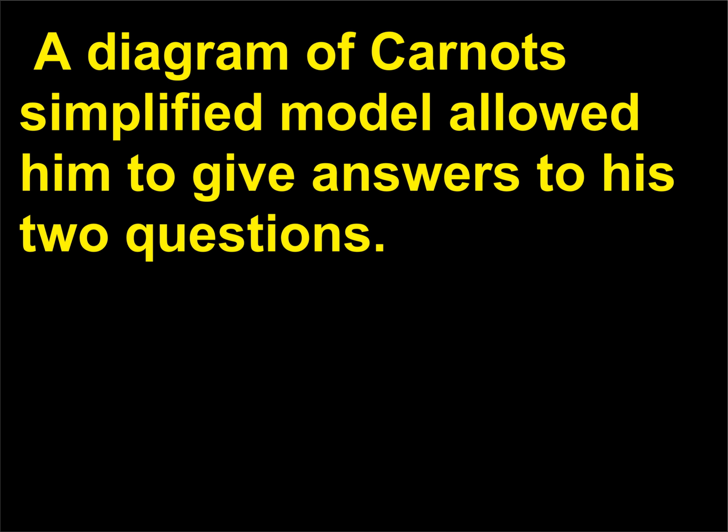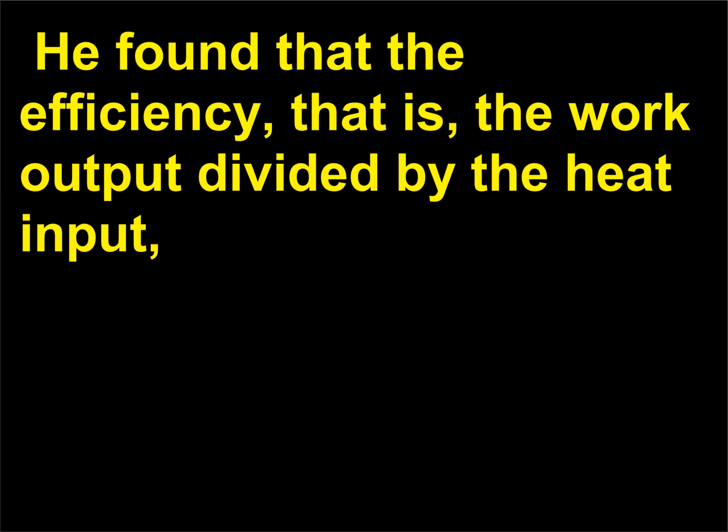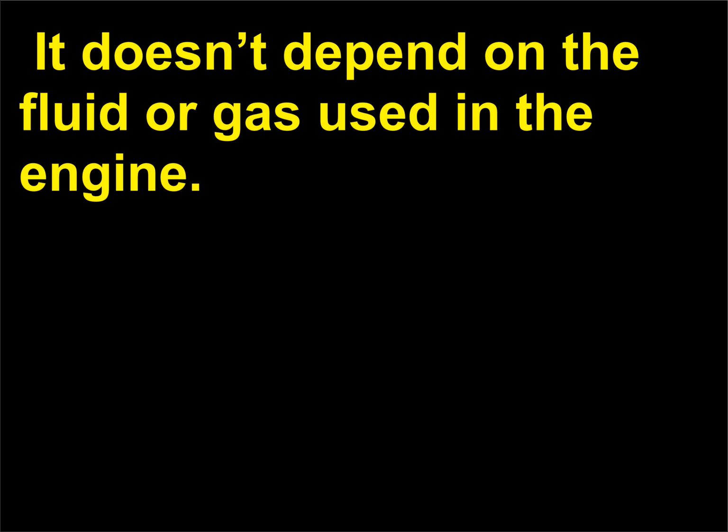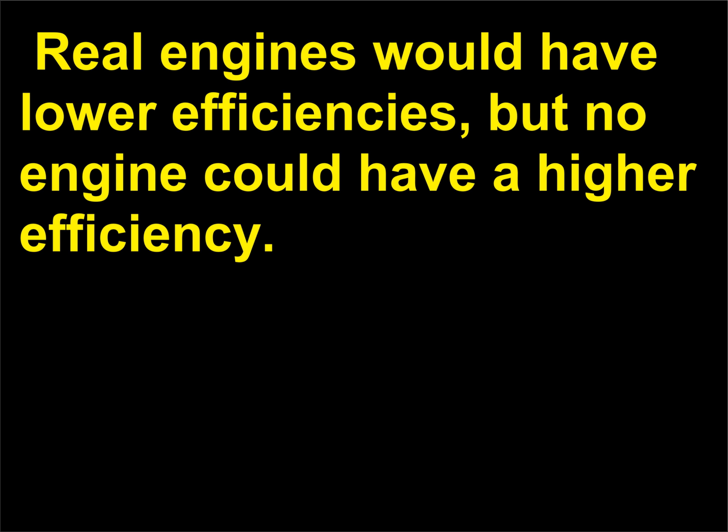A diagram of Carnot's simplified model allowed him to give answers to his two questions. He found that the efficiency, that is, the work output divided by the heat input, depended only on the temperatures at which heat enters and leaves the system, or efficiency equals 1 minus T cold over T hot. It doesn't depend on the fluid or gas used in the engine. Real engines would have lower efficiencies, but no engine could have a higher efficiency.